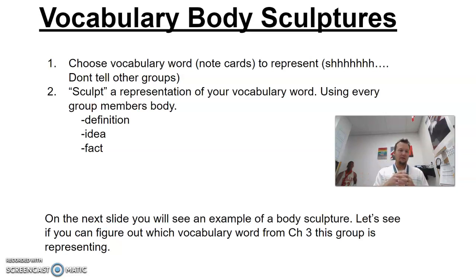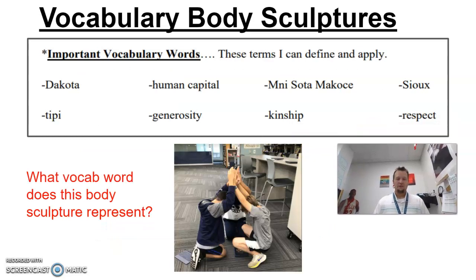Now think about the emoji pictures you created within your vocab chart, okay? So on this next slide, you're going to see an example of a body sculpture. And let's see if you can figure out which word from chapter 3 this group is representing. So here we go. So we have the list of our vocab words up here. We have Dakota, human capital, Minnesota Makoce, Sioux, TP, generosity, kinship, and respect. So as you look at this picture, what vocabulary word does this body sculpture represent? What aspects is this group representing? What facts can you point to in their body positions that they are trying to portray?